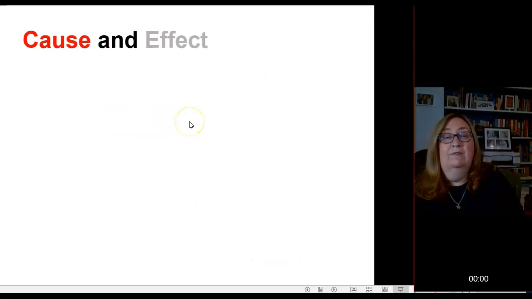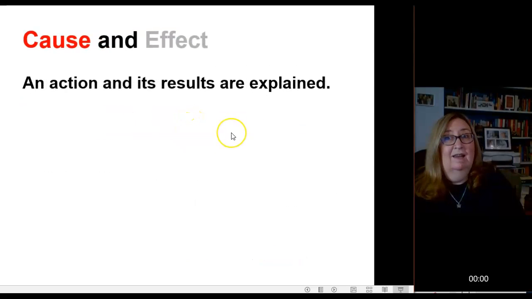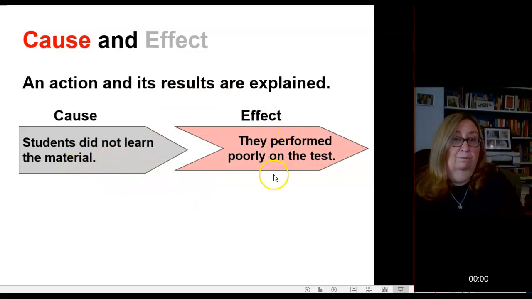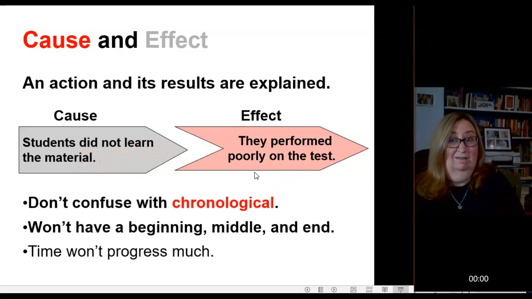Then we talked about cause and effect, and that's when you have an action and the results of that action that are explained. So, for instance, we can say, because that indicates this is the cause. Because students did not learn the material, they performed poorly on the test. So, the effect of them not learning or not studying is that they did bad on their test. So, cause and effect doesn't have a beginning, a middle, and an end. It talks about one action and the resulting reaction.